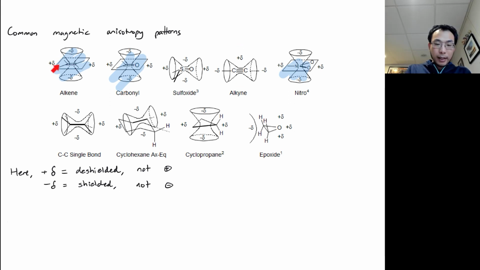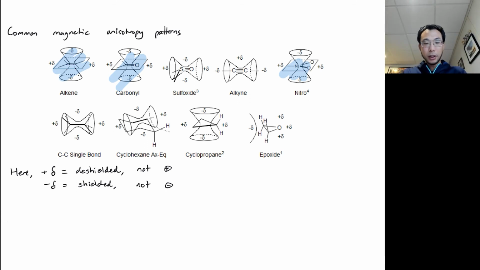You can extend this thinking to aromatic rings. Aromatic rings have very strong magnetic anisotropy. So everything in the plane of the aromatic ring will be very de-shielded. Anything that happens to be located above or below the molecule will be very shielded. So those were the pi bonds.